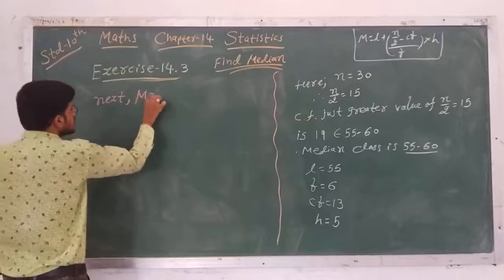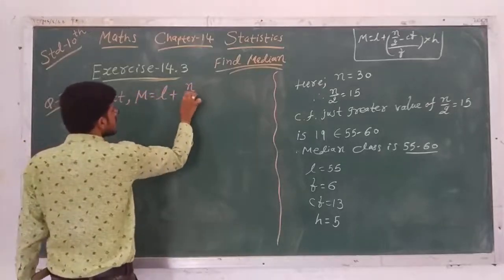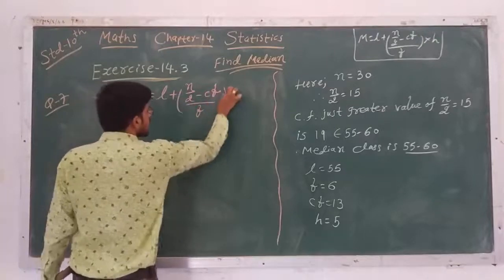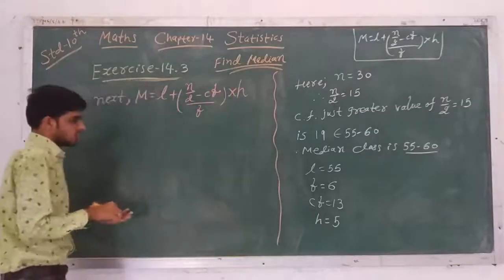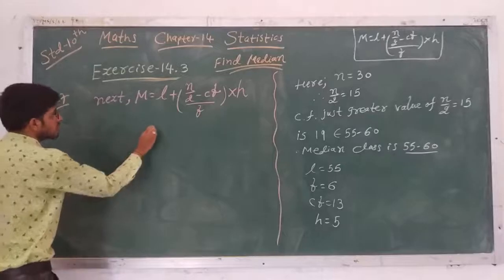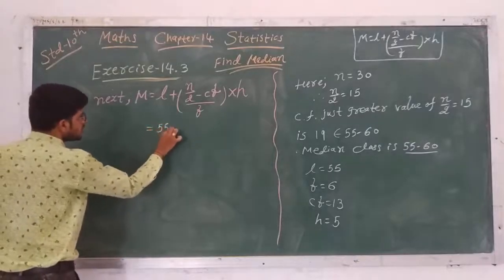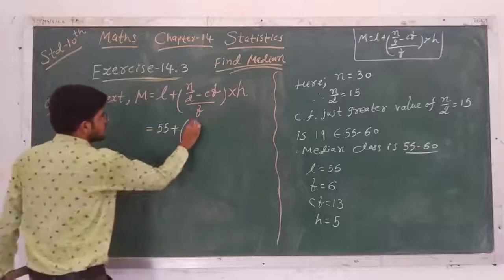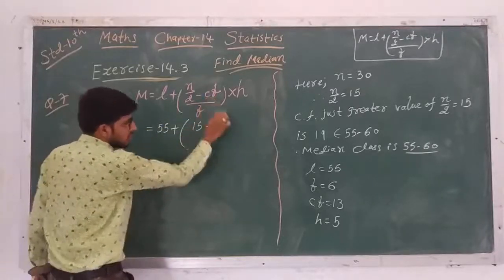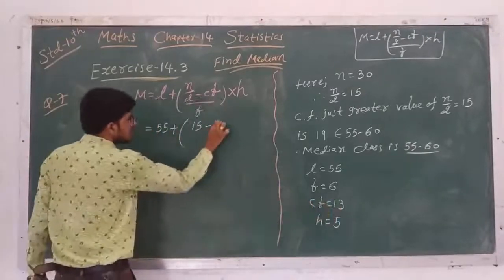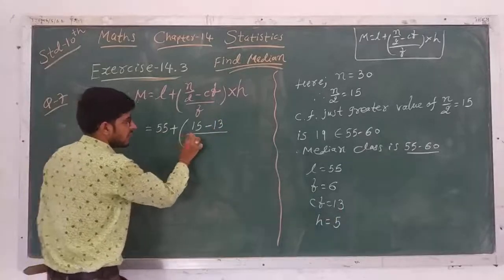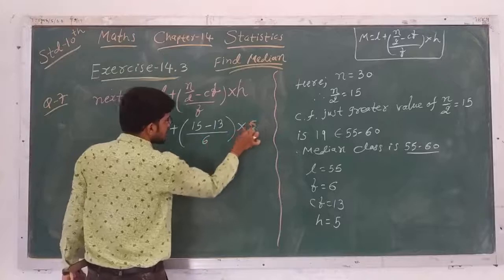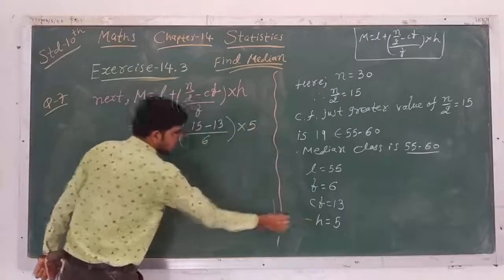Median is equal to L plus (n by 2 minus CF) divided by f, multiplied by h. So the value of L is 55. So here we can write 55 plus, in bracket, the value of n by 2 is 15. So 15 minus CF. The value of CF is 13. 15 minus 13, whole divided by the value of f, which is 6, multiplied by 5, because the value of h is 5.